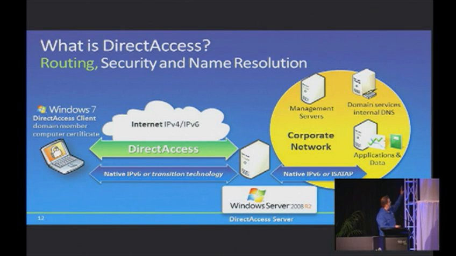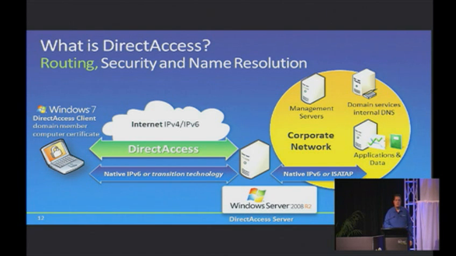So this is the setup. I have a Windows 7 client. It's a domain member, and there's a computer certificate. Between there's the internet. It can be IPv4 or IPv6, it doesn't matter. Usually people tell us you have to have IPv6-based internet and your own LAN to use direct access, but you just need that IPv6 connectivity. That's all. So my direct access connection goes through the internet, through the direct access server, and then to my internal network.